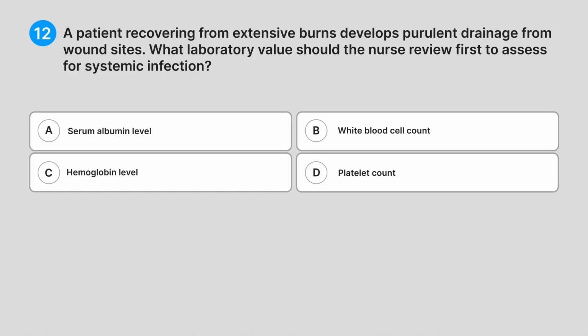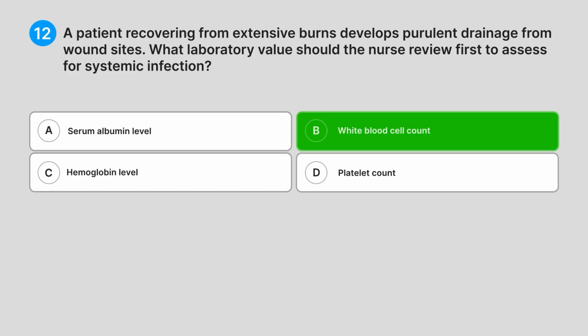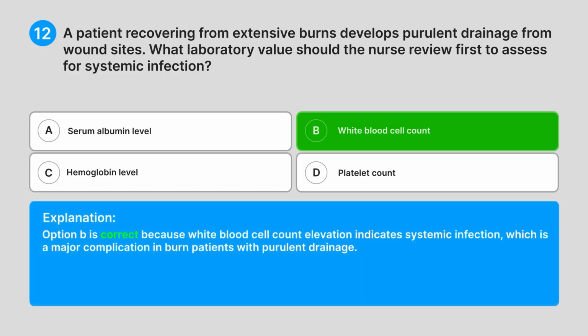Correct answer, B. White blood cell count. Explanation. Option B is correct because white blood cell count elevation indicates systemic infection, which is a major complication in burn patients with purulent drainage.